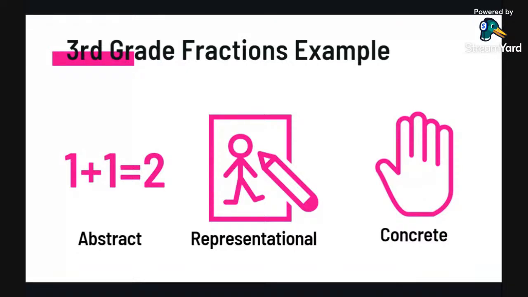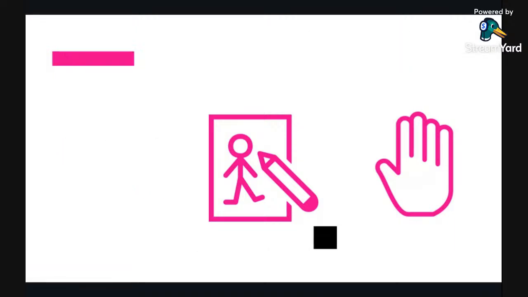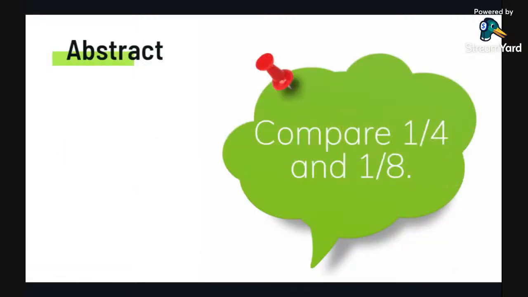So what does it look like if your students are sitting in a classroom and you start at the abstract? In this example, at the abstract level, we're asking our students to compare 1/4 and 1/8. Some of your students are likely going to have a strategy to be able to do this. But if they don't have a concept of how 1/4 and 1/8 relate to each other, this problem simply at the abstract level isn't something they're going to be able to access.